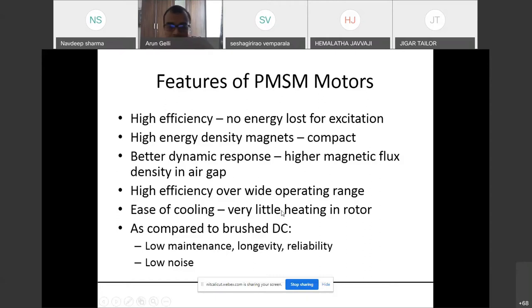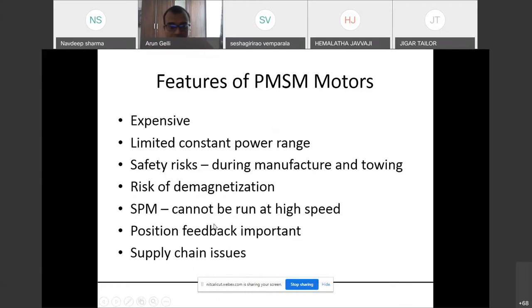Ease of cooling: there are no rotor losses, so apart from the core losses, you don't have a winding that will generate losses, so it's easy to cool, and compactness is achieved as well. And low maintenance when compared to brushed DC, longevity, and less noise as well.